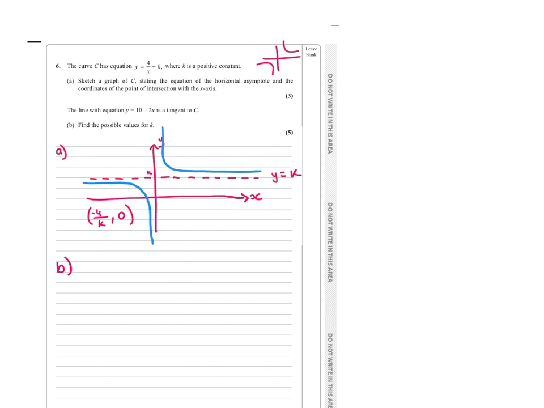For example, this would be the 1 point. So what we need to do is put them equal to each other first, and then what we actually have here is a discriminant where we have to find the discriminant. So we're going to have 10 minus 2x equals 4 over x plus k.